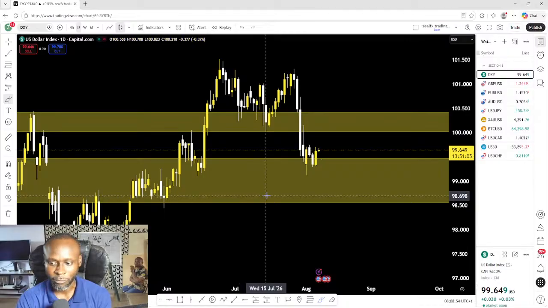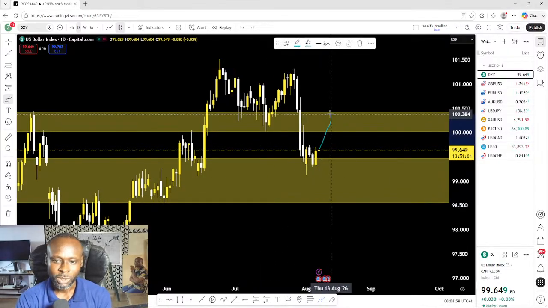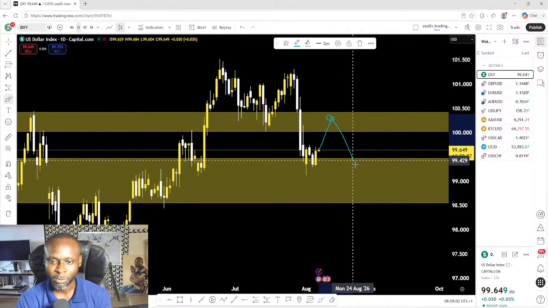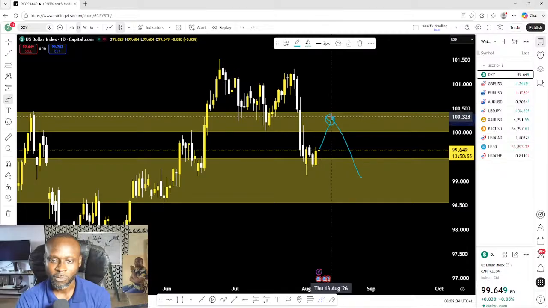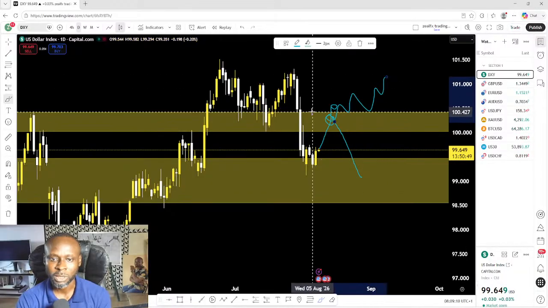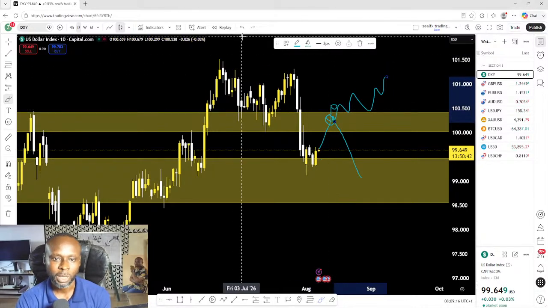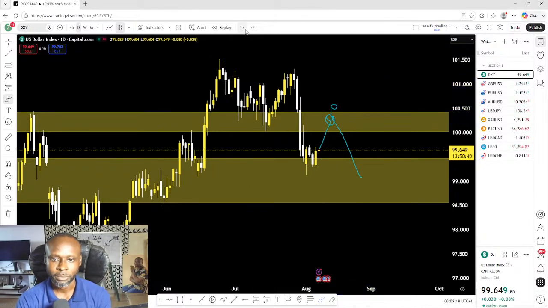Let's look at the daily time frame now. What we're expecting from the daily time frame is that we expect price to come to this resistance before we can start looking for any selling opportunity. We also expect price to fail from this level, then start looking for that selling opportunity. But if price breaks above this resistance, expect more buys to the top on the dollar index.